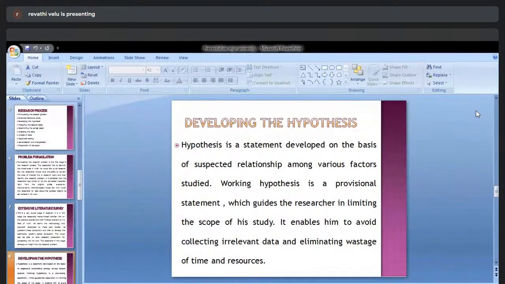So ஒரு hypothesis எதுக்கு create பண்றோம்னா testing the relationship among the variables. For example, my questionnaire, I'm going to give it to the BPO employees.